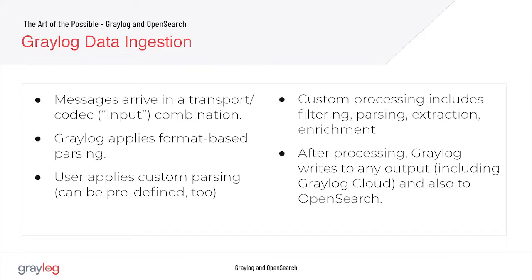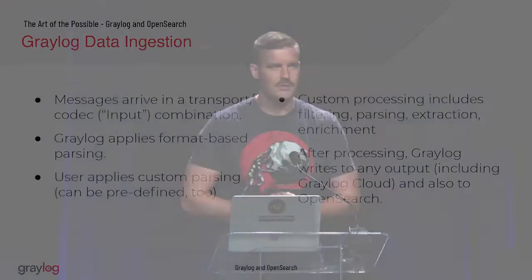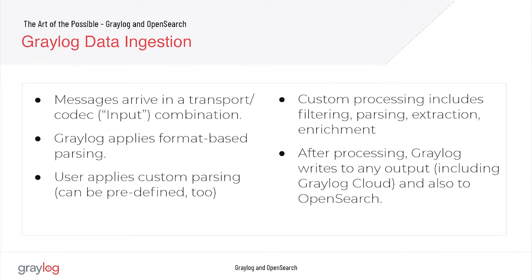You can always say, I don't know what's going to come in. You make it plain text and apply your own parsing. But if you tell it there's going to be syslog in it, Greylog is going to try to parse that syslog for you. Greylog has a whole plugin system, so you can also write your own if you want to. But after that step, you apply your own custom parsing. This happens in pipelines. We can take a quick look at that in just a second as well.